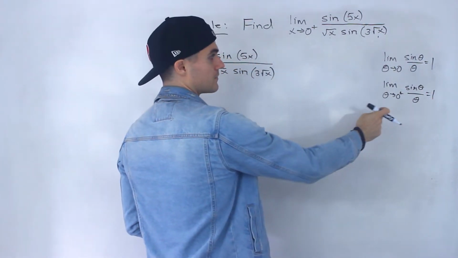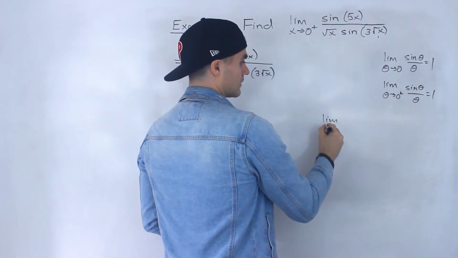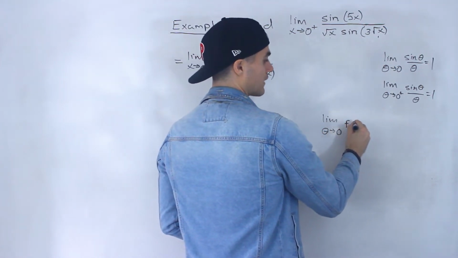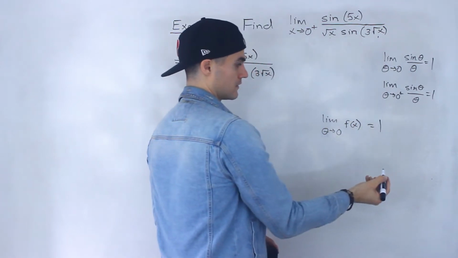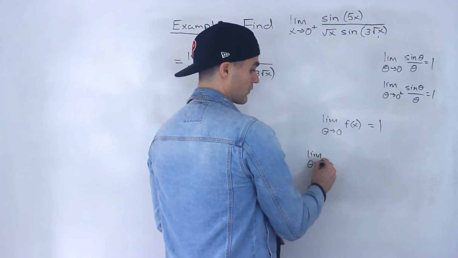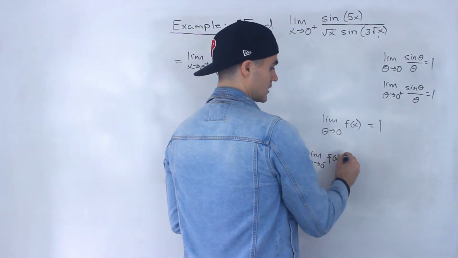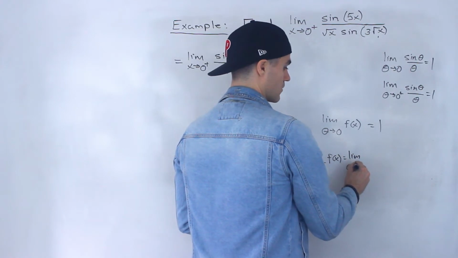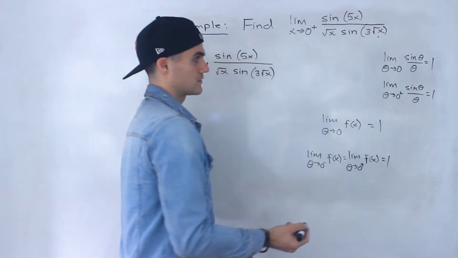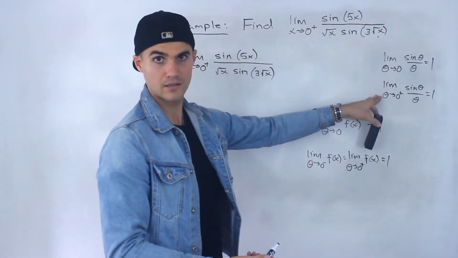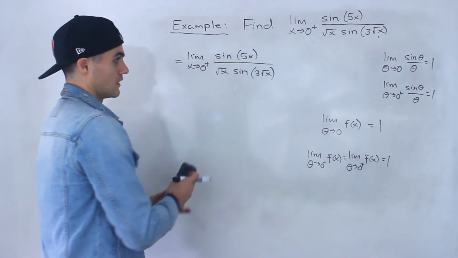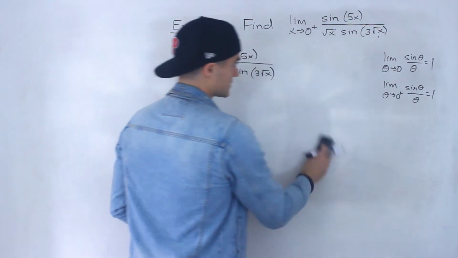Now, why can we do that? Well, because if we know the limit as theta approaches 0 of some function equals 1, what that means is that the limit as theta approaches 0 from the negative side equals the limit as theta approaches 0 from the positive side of that function, which is equal to 1. So if we know this, then automatically this holds right here. So I just wanted to make a note of that as well, to cover all my bases before we get into the explanation.